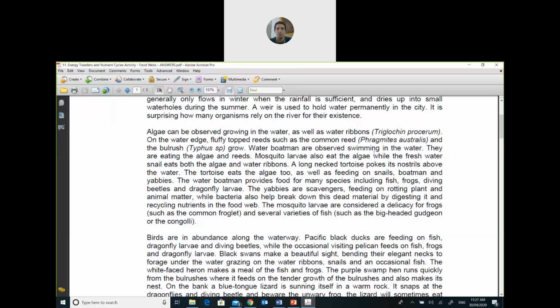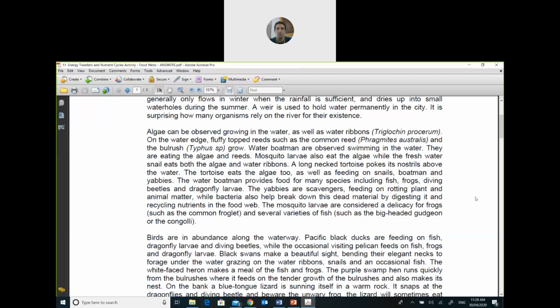The mosquito larvae also eat the algae, while the freshwater snail eats both the algae and water ribbons. A long-necked tortoise pokes its nostrils above the water, which eats the algae too, as well as feeding on snails, boatmen, and yabbies. The water boatmen provide food for many species like fish, frogs, diving beetles, and dragonfly larvae.